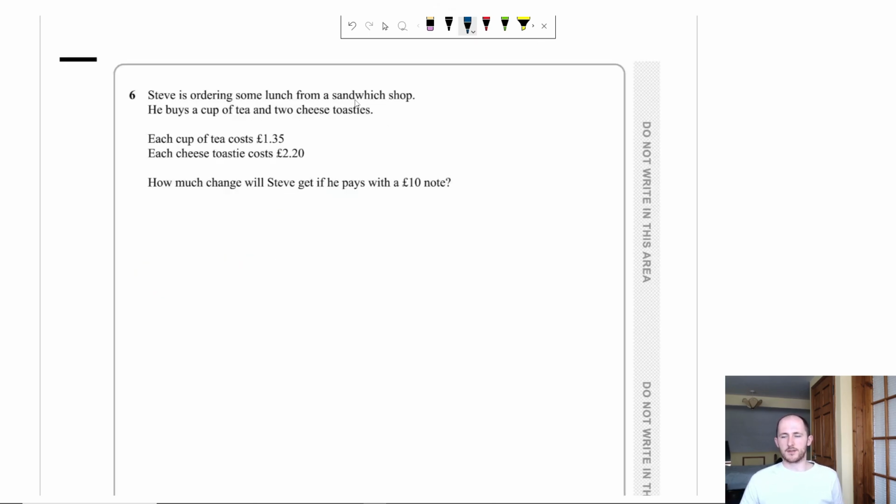Steve is ordering some lunch from a sandwich shop. He buys a cup of tea and 2 cheese toasties. Each cup of tea is £1.35 and each toastie is £2.20. How much change will he get if he pays with a £10 note?